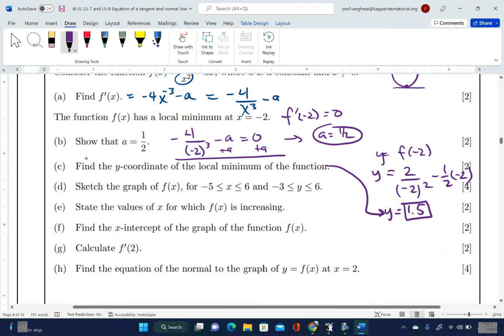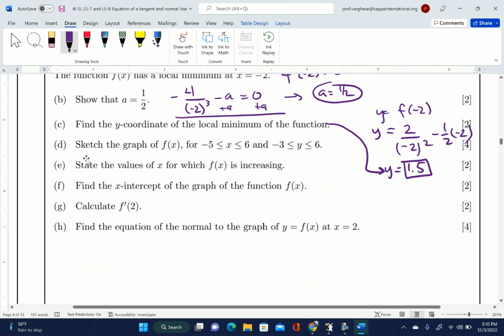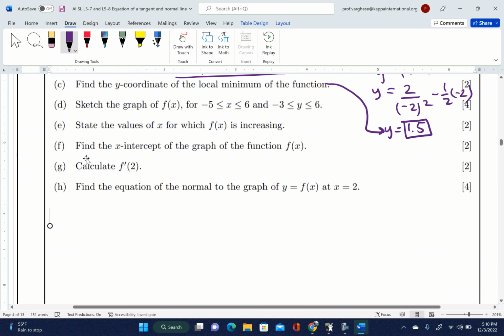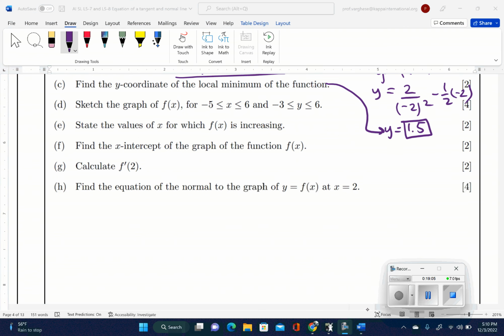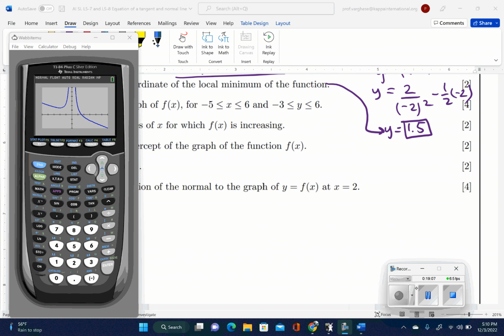Y'all can sketch. State the values of x for which f of x is increasing. We did this last week. Increasing means that it's going up, right? So right from here up, looks like this might be -2. Let's go ahead and confirm that.